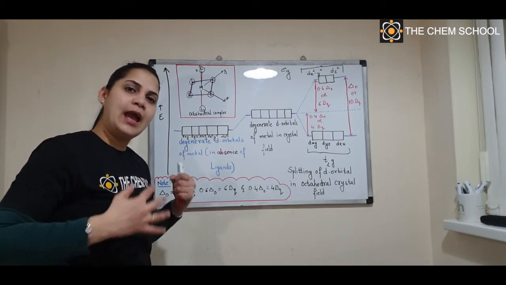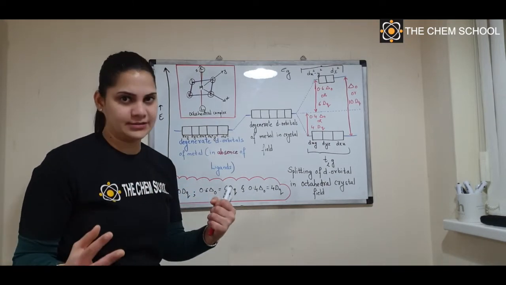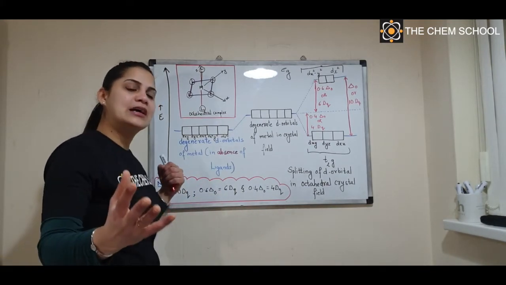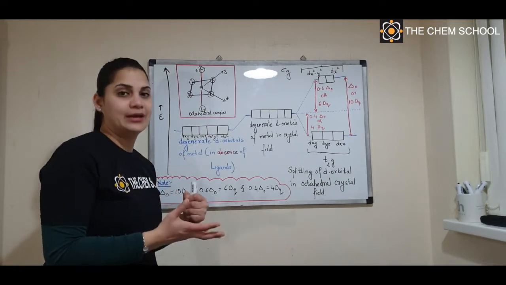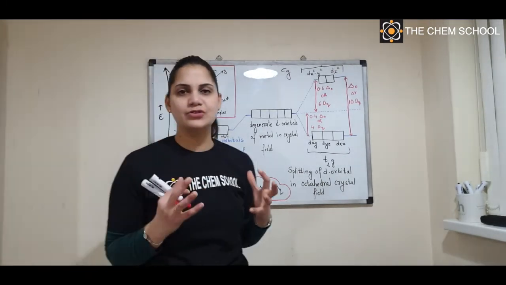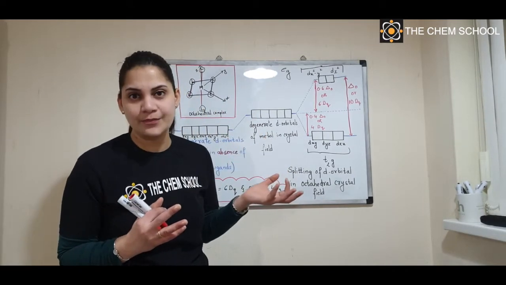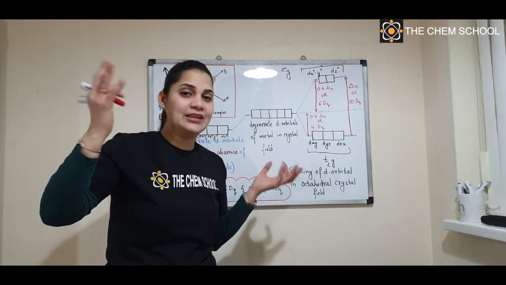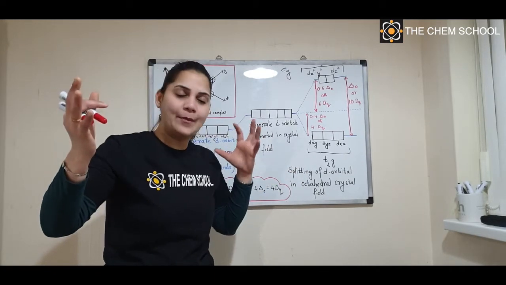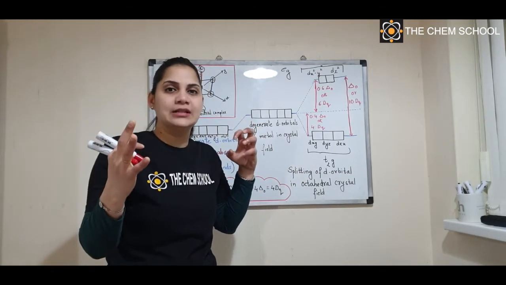Now let's say a metal is going to form a complex, and the ligands are slowly approaching the metal. So just imagine charges. The electrons in the outermost orbital have a negative charge. Similarly, in ligands, the electrons will have a negative charge. So what will happen when the metal and ligands come close to each other?